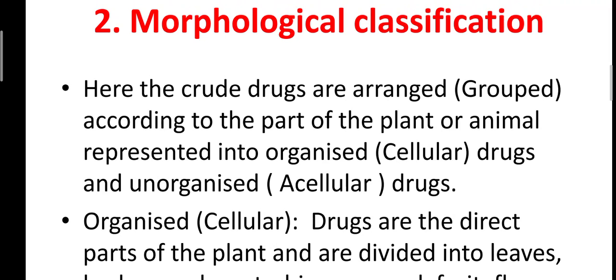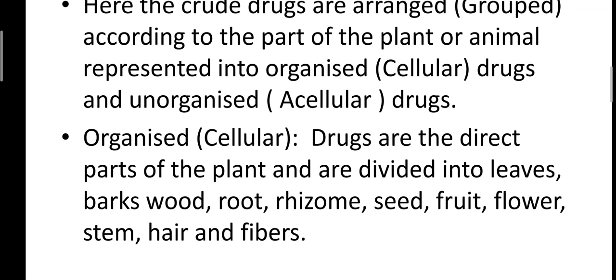Here the crude drugs are arranged, grouped according to the part of the plant or animal represented into organized. Organized means cellular structure drugs and unorganized means acellular or non-cellular drugs. Organized cellular drugs are the direct parts of the plant, divided into leaves, bark, wood, roots, rhizomes, seed, fruit, flower, stem, hair, and fibers.